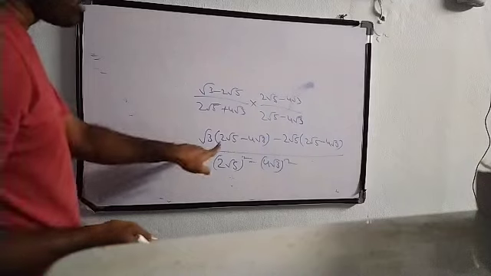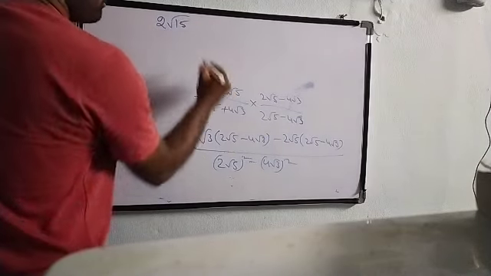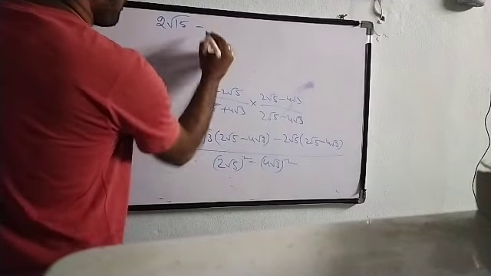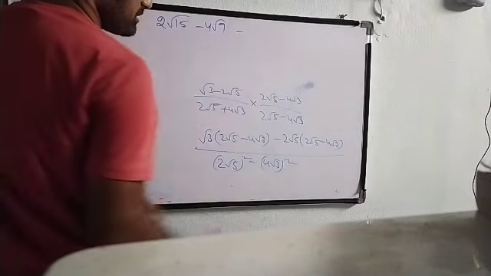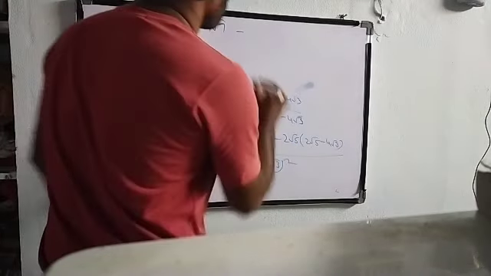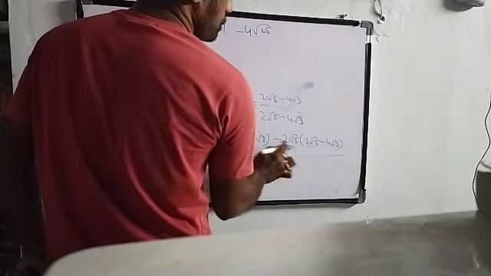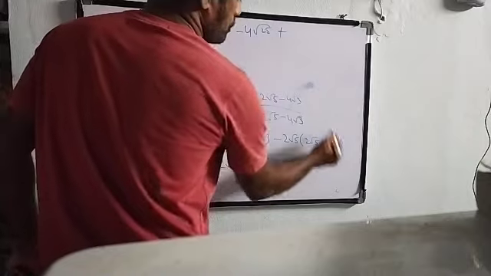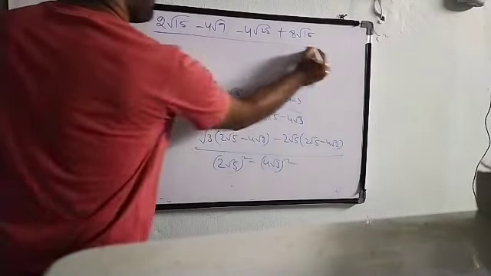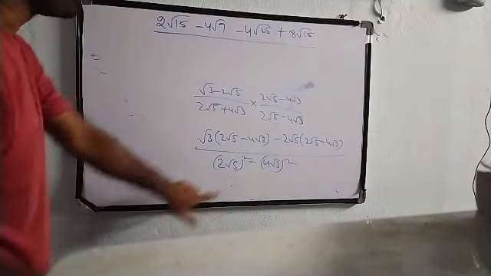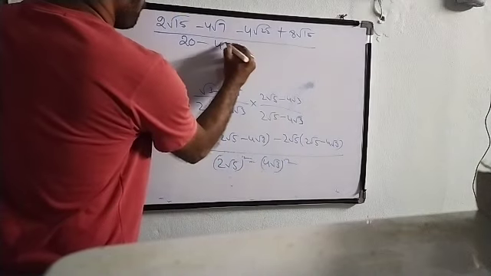Here the normal number is 2, so 2 into root 15, minus the normal number 4, 4 into root 9. Minus 2 2s are normal number into normal number, 2 2s are 4, root 5 into root 5 will be root 25. Minus into minus will be plus, 2 4s are 8, root 5 into root 3 is root 15. Divided by 2 square is 4, 4 5s are 20, minus 4 square is 16, 16 3s are 48.